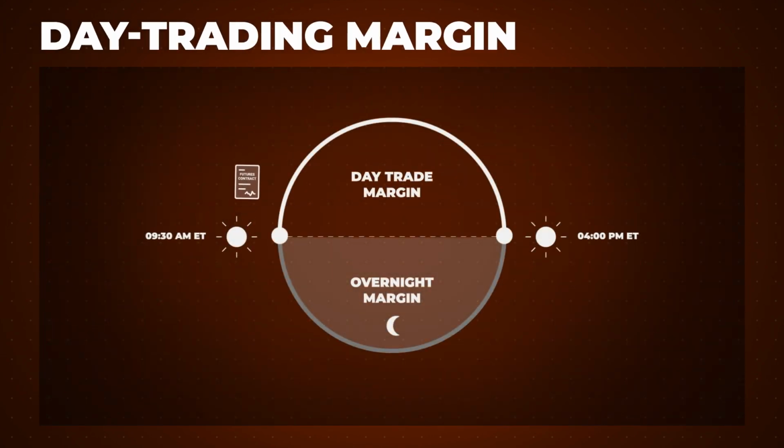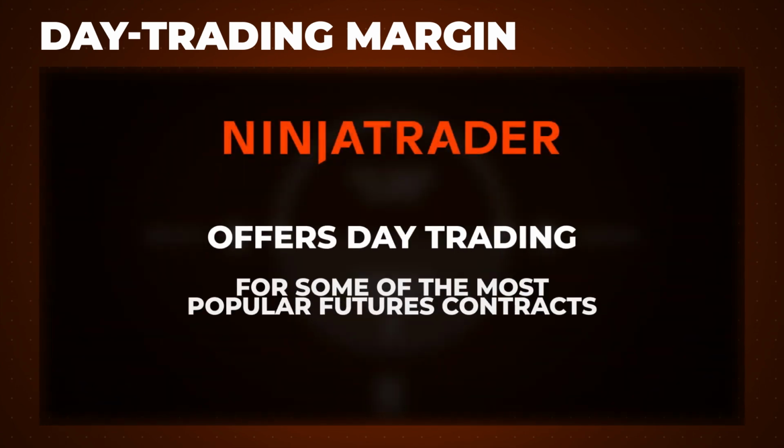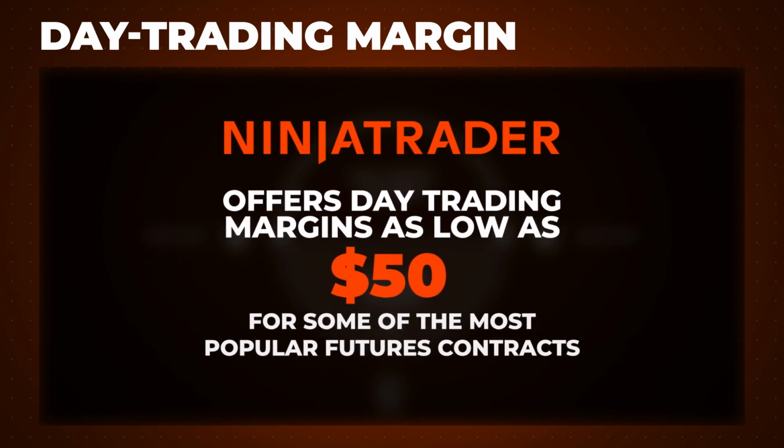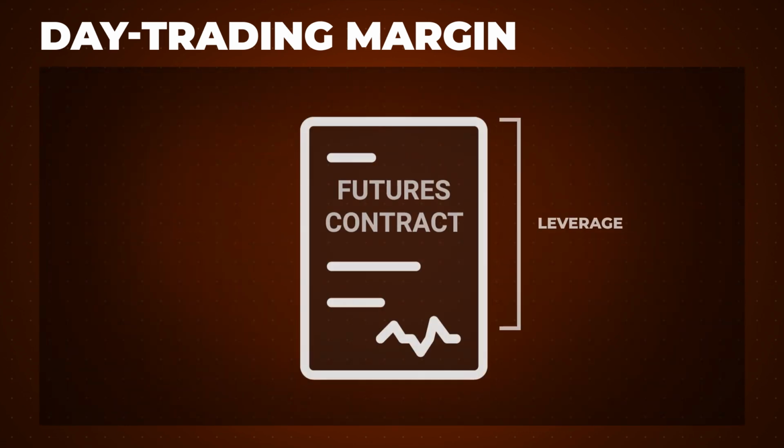These margin amounts are based on holding a futures position overnight and are set by the futures exchange where the contract is traded. Many futures traders choose to close positions before the end of the trading day to avoid elevated overnight maintenance margin levels. As an example, NinjaTrader offers day trading margins as low as $50 for some of the most popular futures contracts. Normally, margin is just a fraction of the value of the futures contract, allowing you to control a much larger position with fewer dollars.